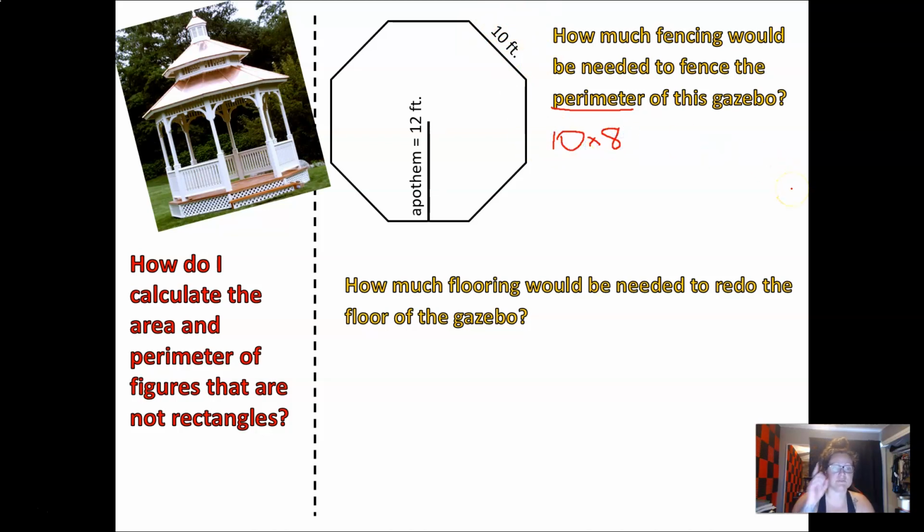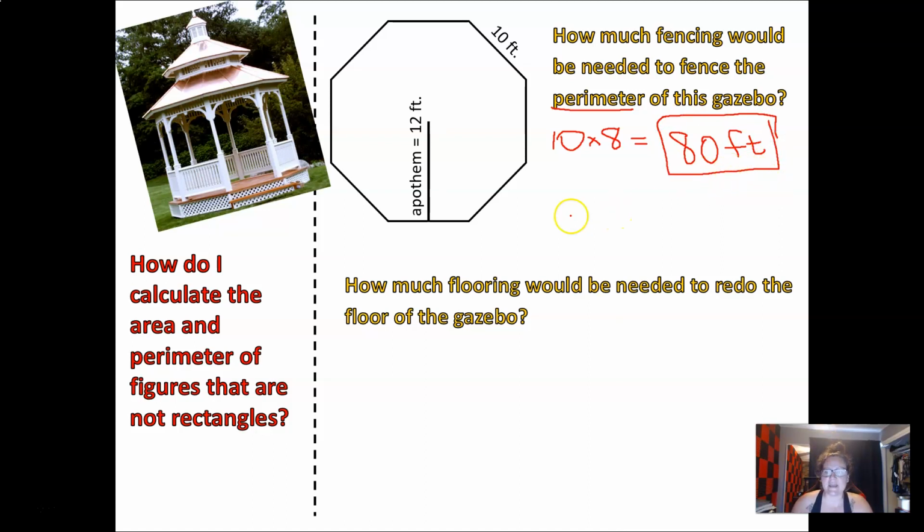So technically I would be doing 10 plus 10 plus 10 plus 10 plus 10 plus 10 plus 10 plus 10, right? 8 sides. So I'm adding it all up. But adding the same thing every time, it's the same thing as multiplication. So it is 80 feet. Perimeter is one-dimensional.